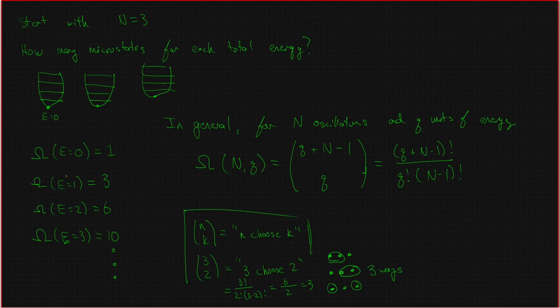So then counting the next state, the next macro state would just be an energy of 1 unit. So now we've got 1 unit of energy to distribute amongst these 3 oscillators right here. We could put it in this one, we could put it in that one, we could put it in that one, so there's 3 different ways.